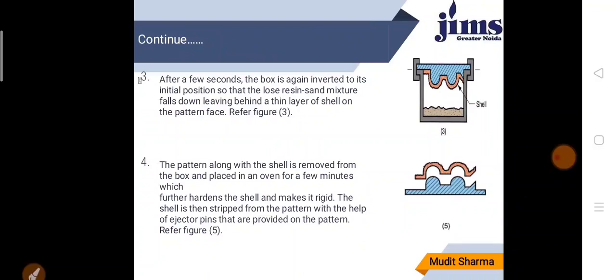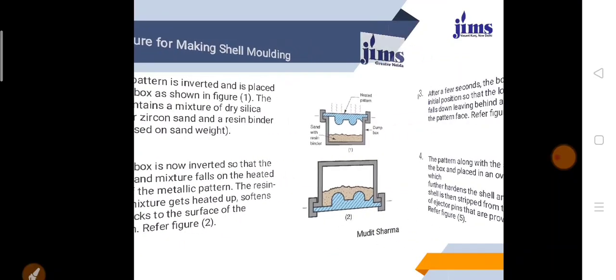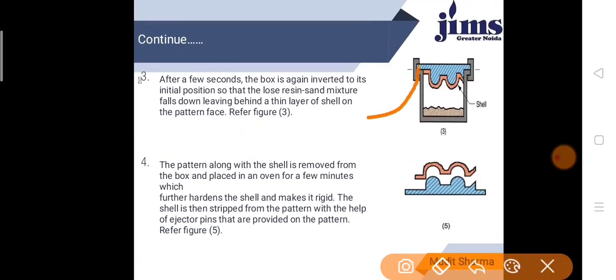The fourth step: a layer of sand resin mixture adheres to the pattern. Thus a shell of about 6 mm thickness is prepared. The rest of the sand grains are cleaned off. The thickness of the shell is controlled by the dwell time, and it also decides the required strength and rigidity to hold the weight of the molten metal. You can see this in the figure, what I am saying to you.